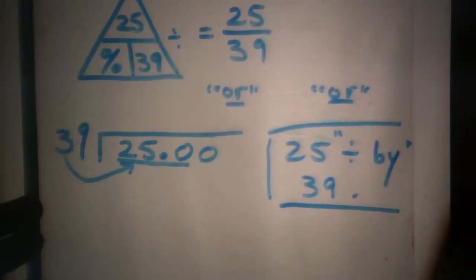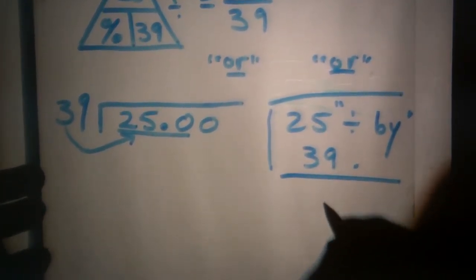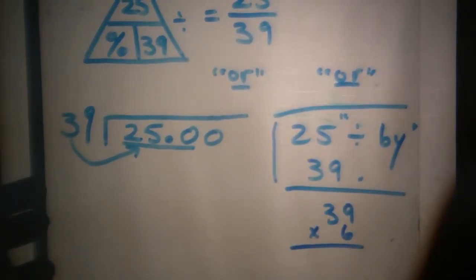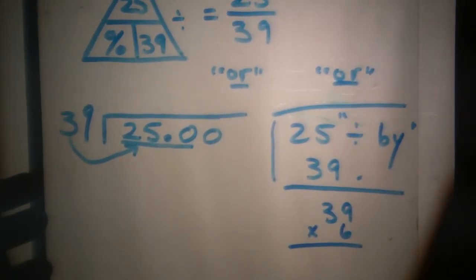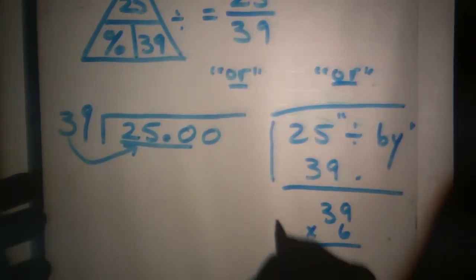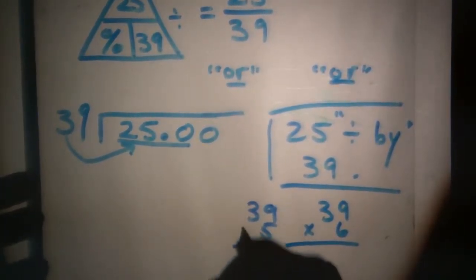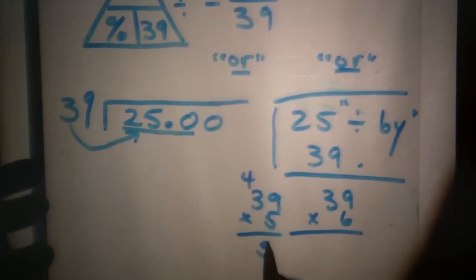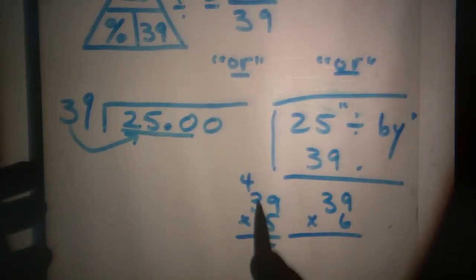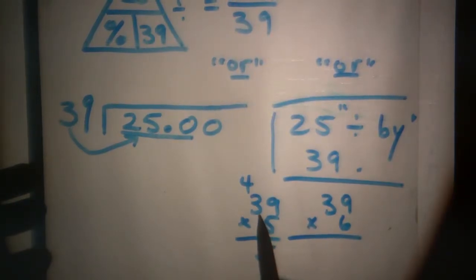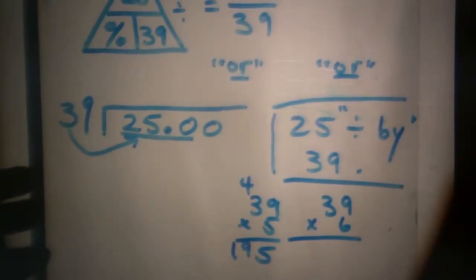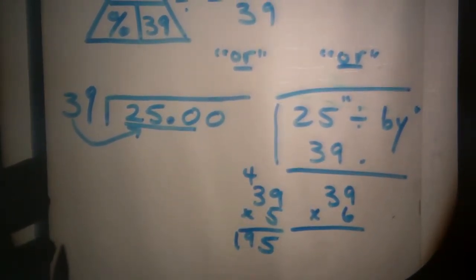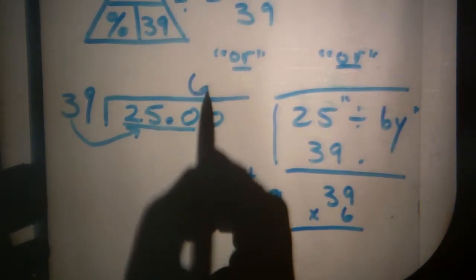Let's see if it's 6 times. I have to do a guess and check here. So I'll take 39 and I'll do a multiplication of times 6. Well, let's see. Maybe, well, let's try 5. 9 times 5, 45. Bring over the 4. 3 times 5, 15 plus 4, 195. Oh, I think I still have some leeway here. Alright, so let's go with the 6.